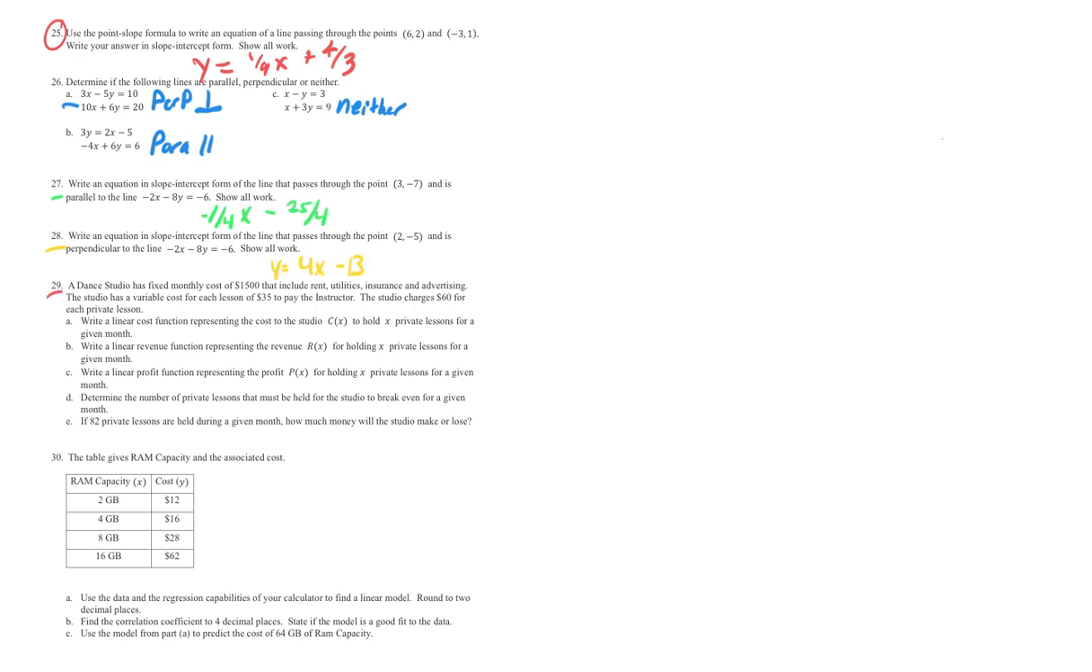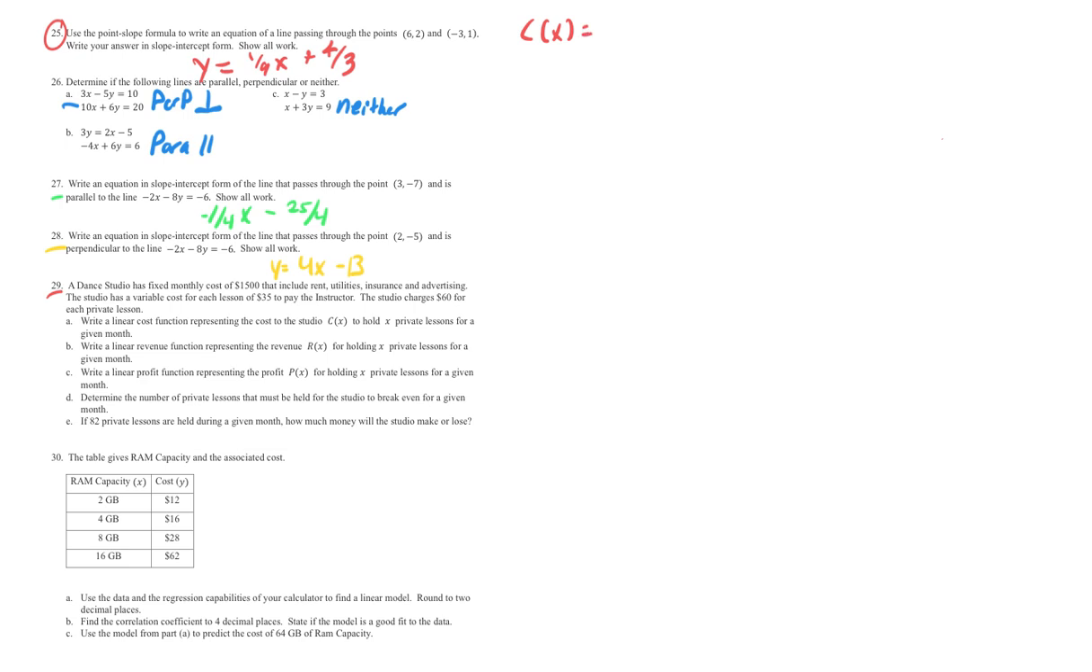A dance studio has a fixed cost of $1,500 that includes rent, utilities, insurance, and advertising. The studio has a variable cost for each lesson of $35 to pay to the instructor. The studio charges $60 per each private lesson. Write a linear function representing the cost C of x, the cost of the studio, to hold x private lessons for a given month.